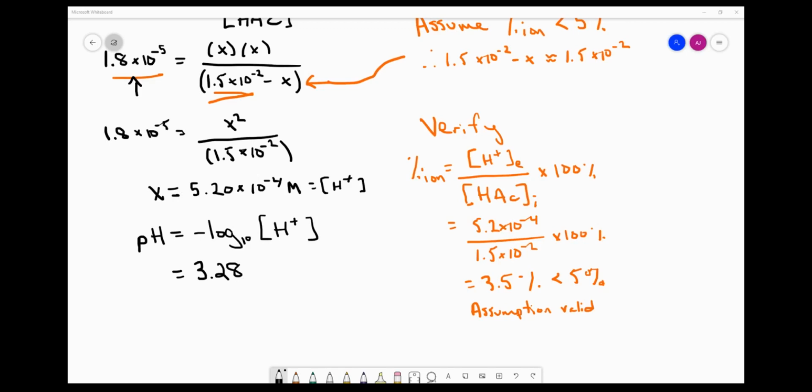You will see that many problems involving acids and bases, even the ones where we're applying them in different situations involving buffers or titrations, use the same general format here. And in most cases, we're able to make this assumption to greatly simplify the process of solving for our hydrogen ion or hydroxide ion concentrations.